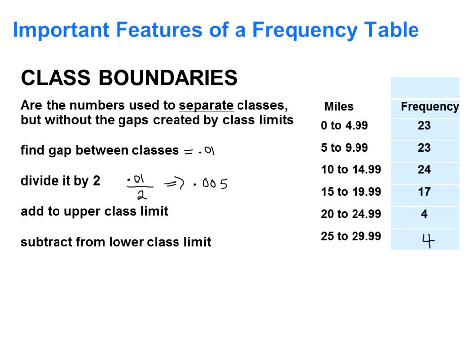All right. So that 0.005 for this particular frequency table is going to be added to the upper class limits. So you're going to add it to these numbers right here. So you're going to add 0.005, and I'm going to list them down here. So 4.99 plus 0.005. Okay, so that's 4.995. So I'm just adding them to my upper class limits, okay?